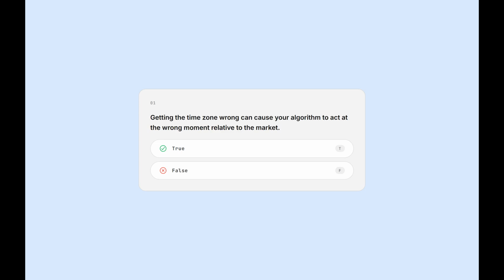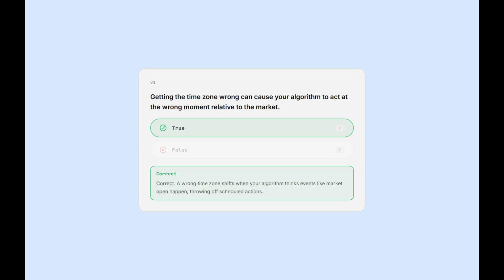Here's a quick knowledge check. Getting the time zone wrong can cause your algorithm to act at the wrong moment relative to the market, true or false. And the correct answer is true. If your algorithm misreads the time zone, scheduled actions like trading at market open can fire at the wrong real-world moment entirely.